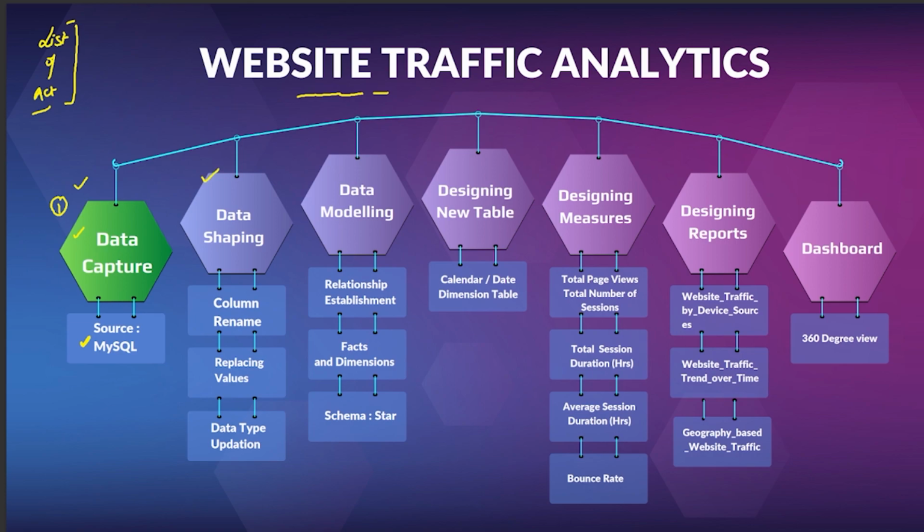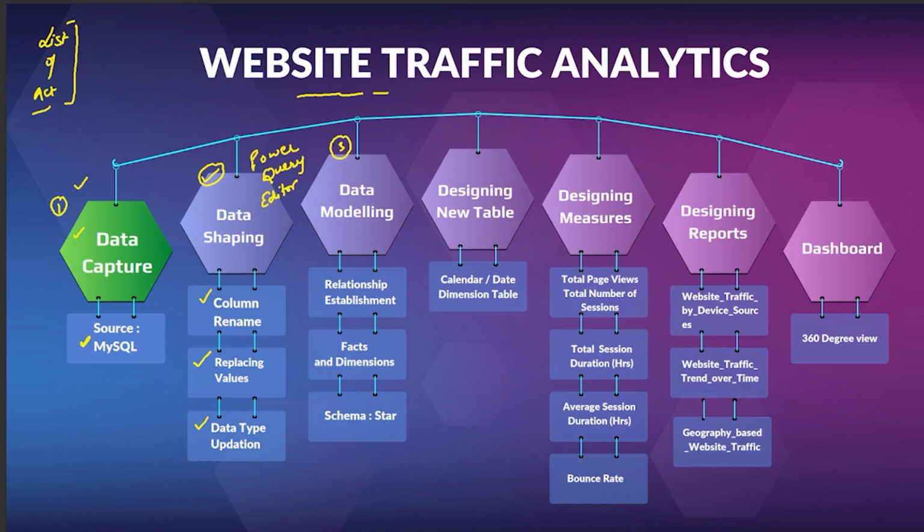Then we will perform the data shaping. We will perform all sorts of data transformation in this particular step using Power Query Editor. So which types of activities are we going to perform here? We will rename columns, replace some values that are not relevant to us, and also update the data type of a column. So these types of activities we are going to perform in the data shaping stage. This will be our second activity.